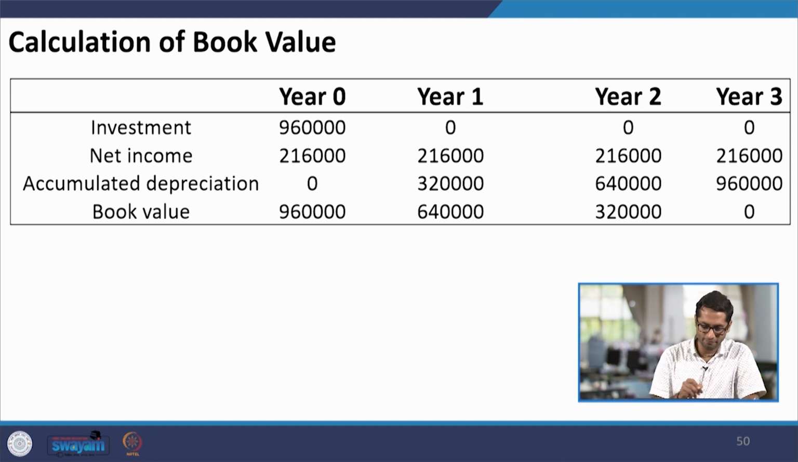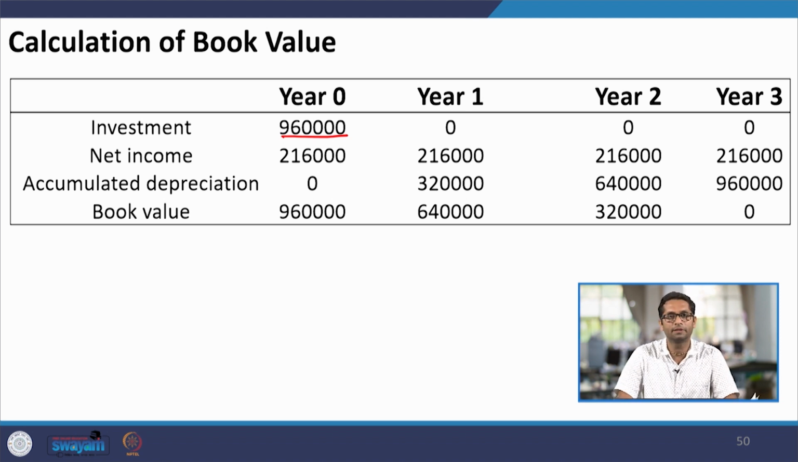So you would have an initial investment of 9,60,000 that is occurring in the year 0, and there is no other capex for the following 3 years. And this capex would be losing its value linearly. So in the first year it will be losing 1/3 of the value, which is 3,20,000. Another 3,20,000 in the second year, so the total depreciation comes out to be 6,40,000, and finally all of it would depreciate in the year 3.